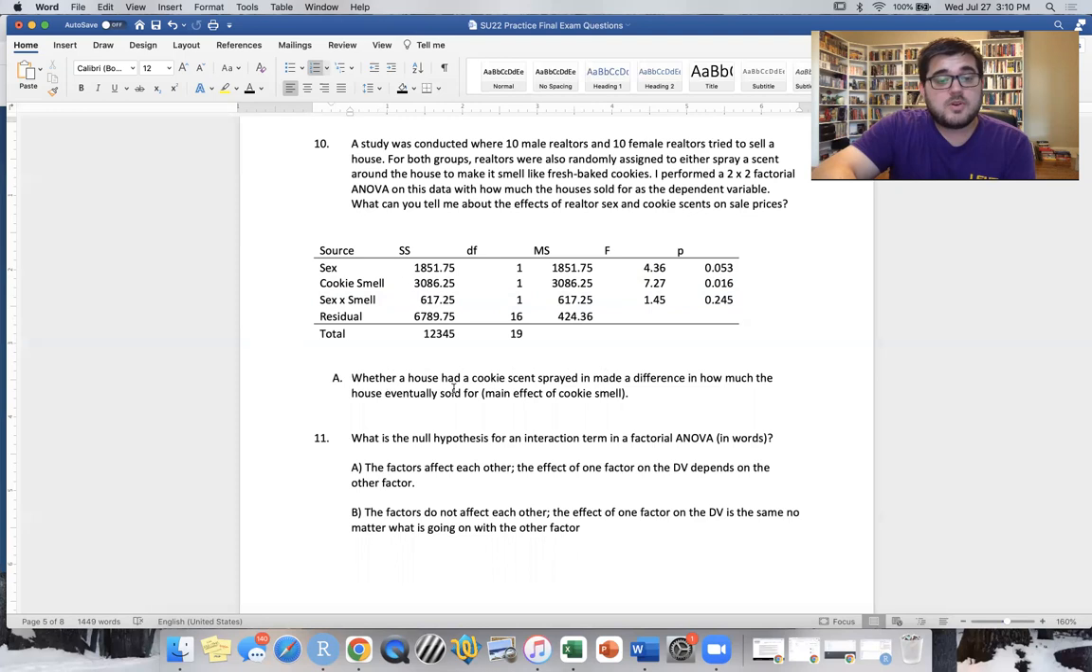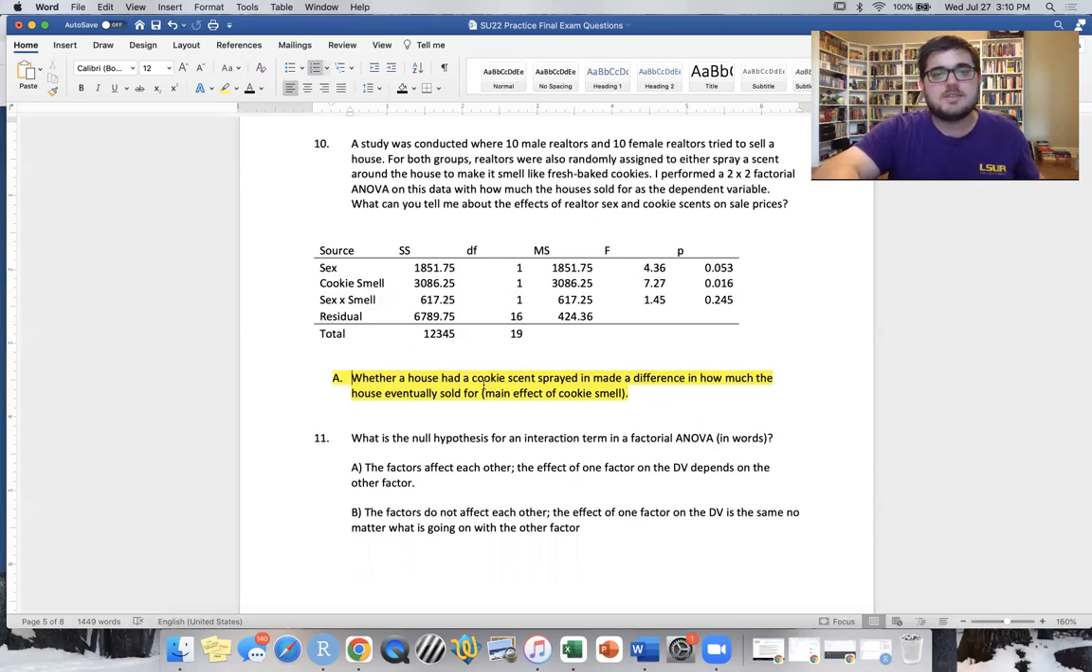Last option, whether a house had a cookie scent sprayed in it made a difference in how much the house eventually sold for. Main effect of cookie smell. Yes, there was a main effect of cookie smell because that source of variation, if you go over to the last column, has p less than 0.05, so that is the right answer. Spraying cookie smell in your house made it sell for more.